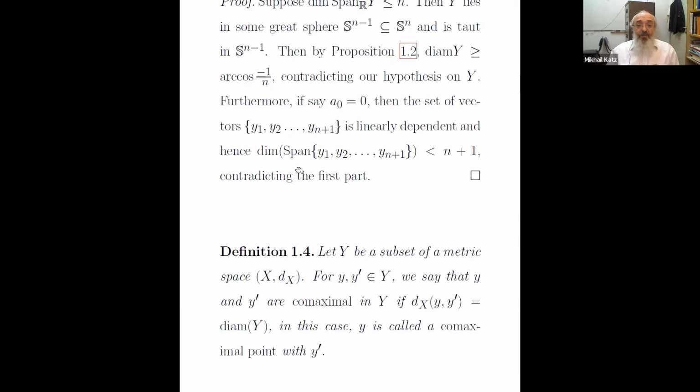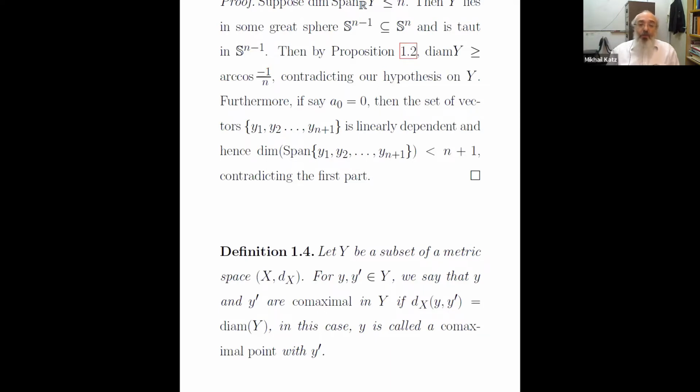Okay, so let's introduce some terminology so we can talk about these sets. We're interested in the magic number, which is the diameter of the set. And so we will say that 2 points in the set are co-maximal in the sense that their distance is equal to the diameter.